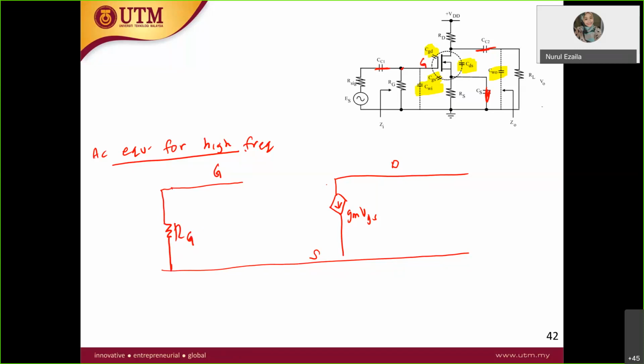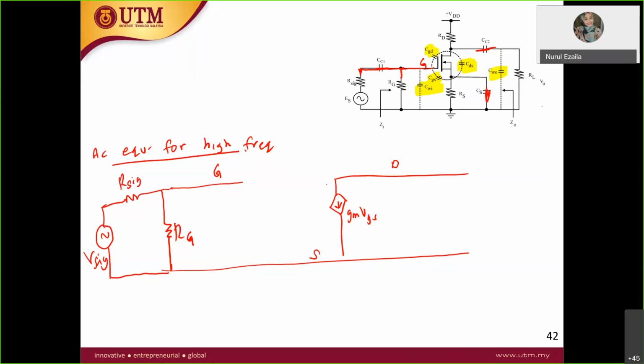Okay, and then after that at the gate you have RG, and then you have R signal. Okay, R signal. Then you have here your V signal. Okay, V signal. So that's it for the resistor. Now you have to put your capacitor as well.